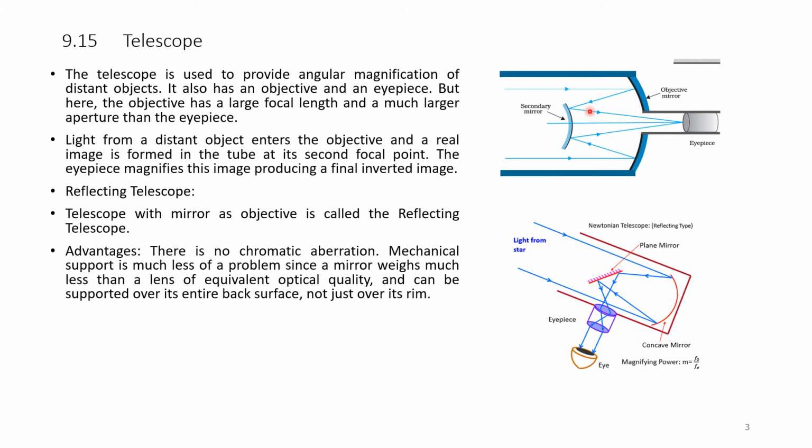Advantages of a reflecting telescope: there is no chromatic aberration. Mechanical support is much less of a problem, since a mirror weighs much less than a lens of equivalent optical quality and can be supported over its entire back surface, not just over its rim.